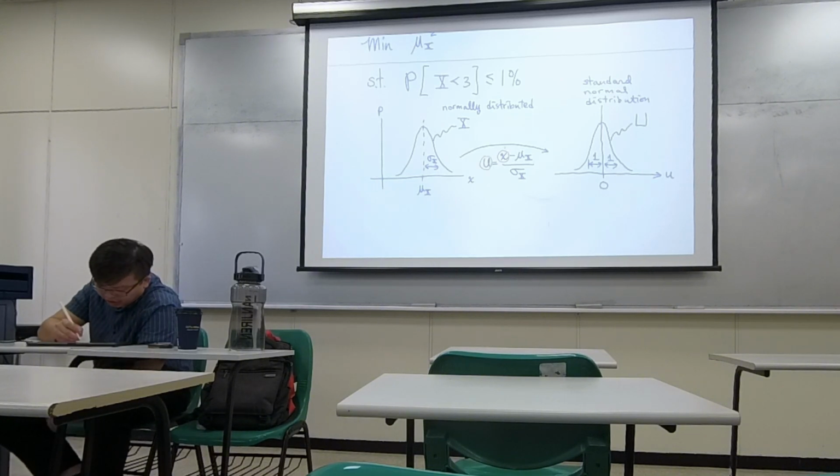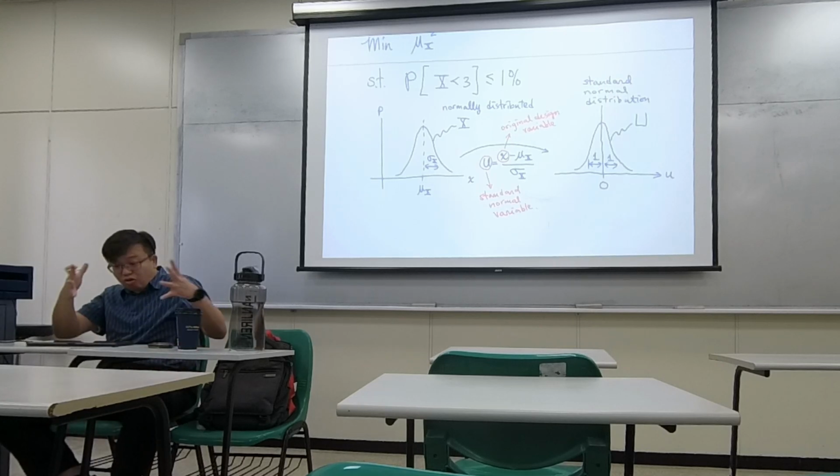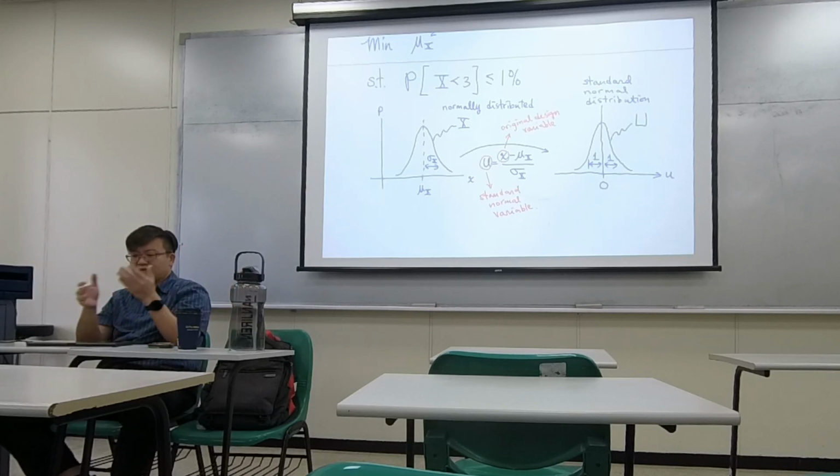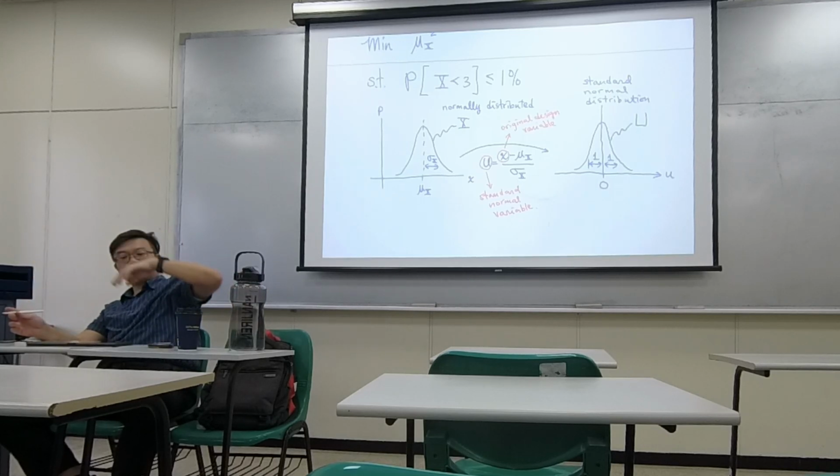So this is the original design variable, and this is the standard normal variable. Okay, so the whole distribution is being transformed into a new space. It's called the standard normal space.